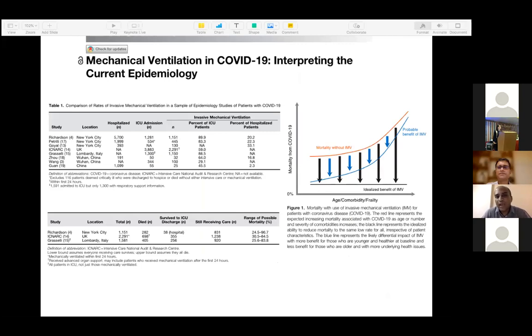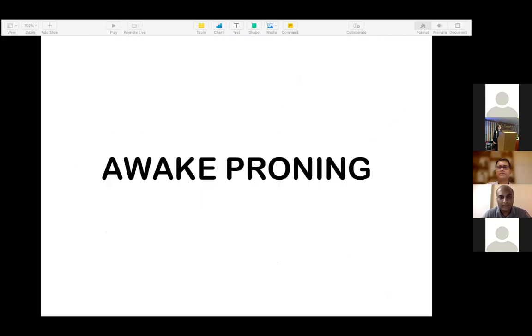Now, when you compare the outcome of mechanically ventilated patients in these two subgroups of lung damage, we find that mortality is nearly comparable, specifically in the elderly population. And also, because of this large number of patients, the service provided in critical care gets compromised in terms of quality and frequency of monitoring.